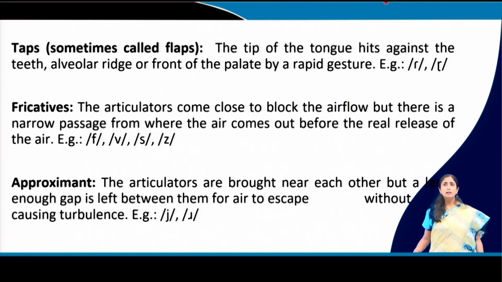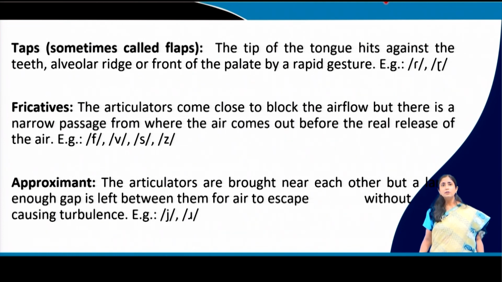Then we have another type of sound which is again produced with the tip of the tongue hitting the teeth or the upper portion of our mouth, which is the alveolar ridge. Here the tip of the tongue comes near the teeth or the alveolar ridge to block the air, and then releases it, and we have sounds like r, the very common r which is used in most Indian languages, r, and which is also there in English, r.